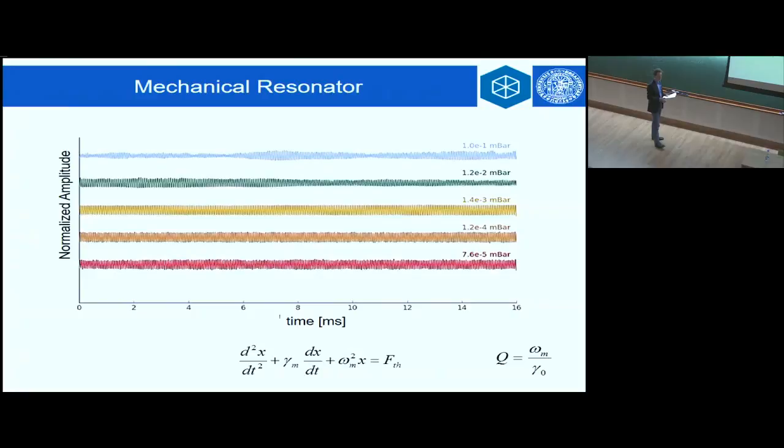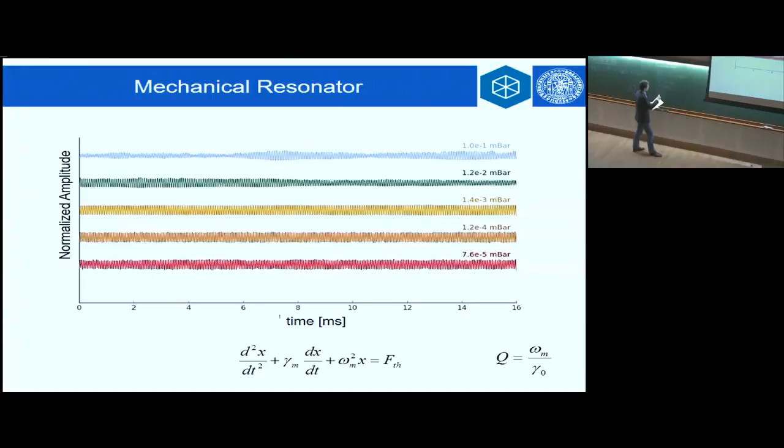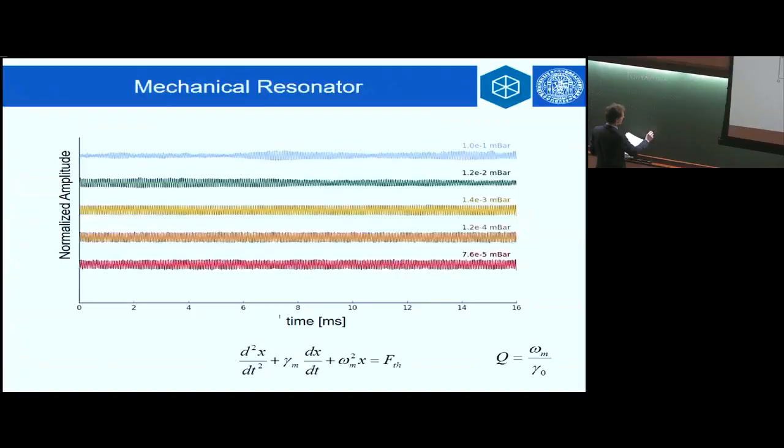Just to give you some numbers, if I would take a harmonic oscillator at 2 pi times a megahertz oscillation frequency, and a mass of 50 nanograms, roughly what I showed you before, then I would get a thermal displacement sigma x of roughly 10 to the minus 12 meter.